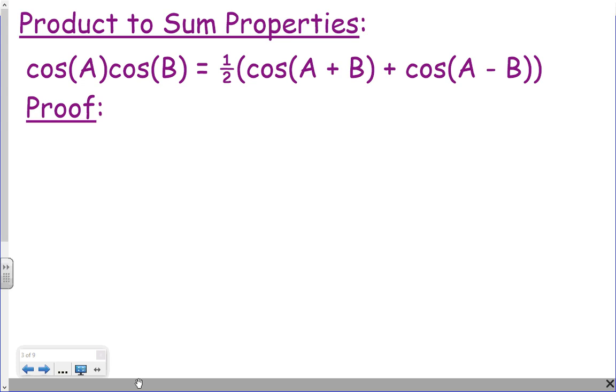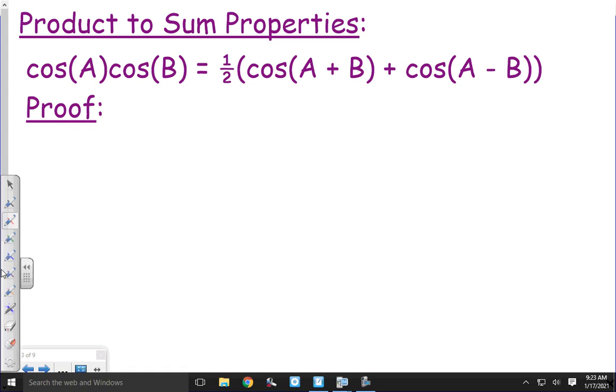This, to me, looks more like a product to sum property, though, because you're starting out with a product of two sinusoids on the left side, and you're rewriting it as a sum on the right. Versus if you have the 2 out in front, that looks more like a double product property, because you're doubling that quantity. Anyways, you can write it whichever way you want. You get the same result.